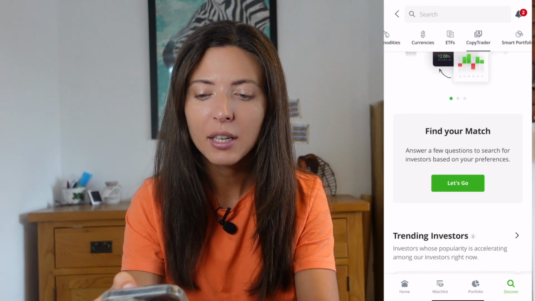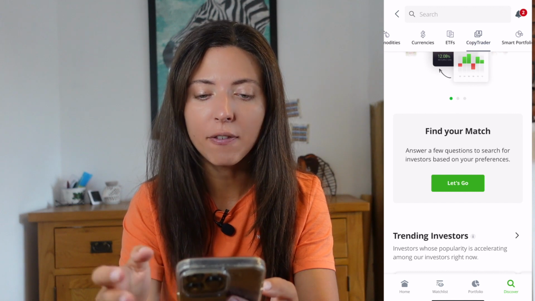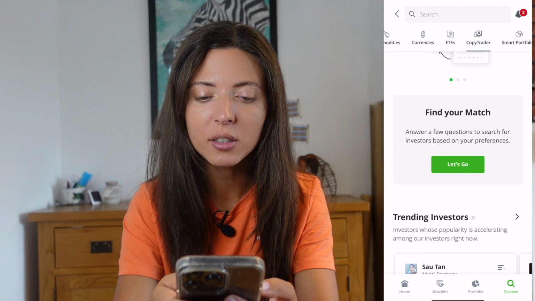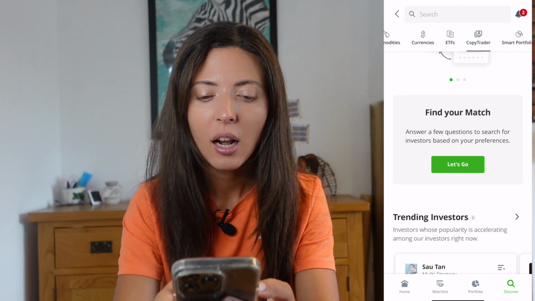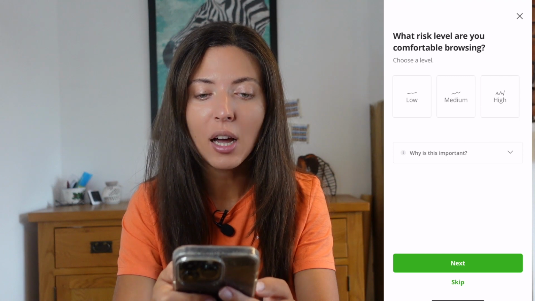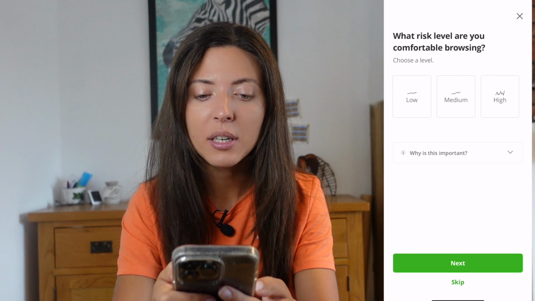I just opened the app and now I clicked on copy trade here at the top, and if I scroll down I see find your match and answer a few questions to search for investors based on your preferences. Let's go. And the first question is, what risk level are you comfortable browsing? Choose a level: low, medium and high.